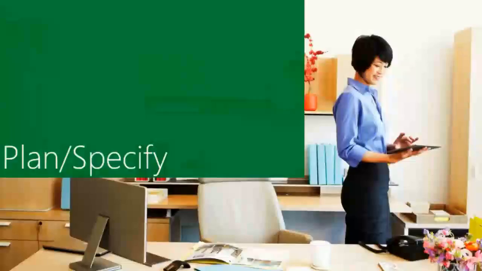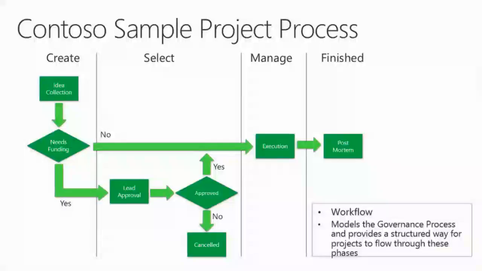So let's start with the plan and specify. This is the workflow that we are going to implement. It starts with the idea collection. The user will say whether funding is necessary or not. If no funding is necessary, there's no approval that's needed, and we will go directly into the manage execution. And at the end of the project, we will capture some post-mortem information about the project.